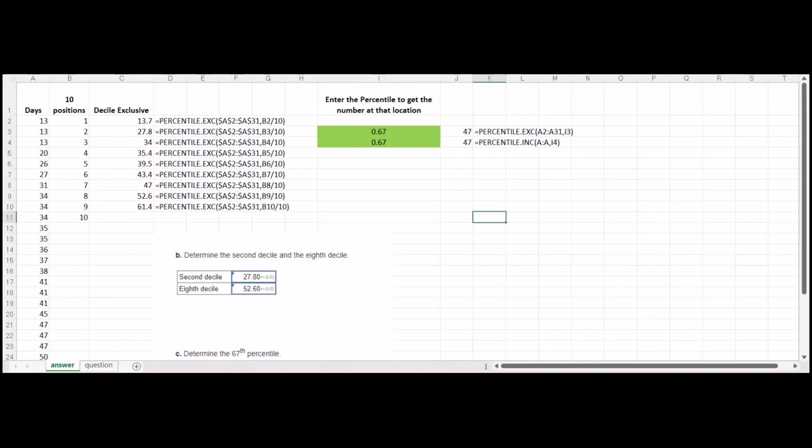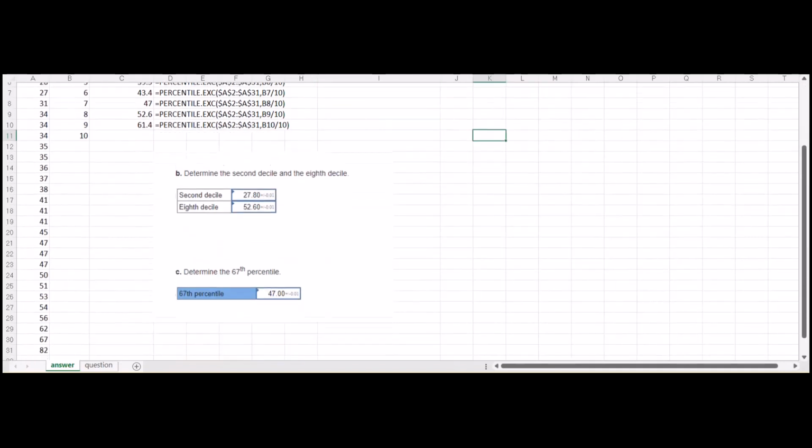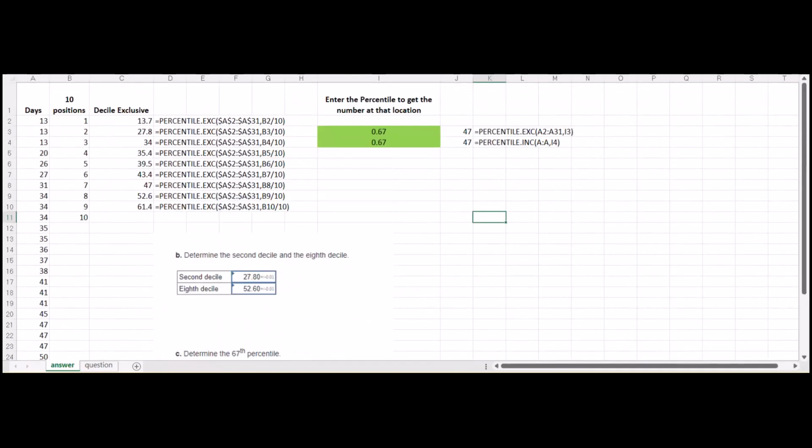So let's go over here. What I've done is we've got 10 positions here, 1 through 10. And what we're trying to do now is calculate which of these numbers. Here's the data set. There's 30 numbers here, and we want to put those 30 numbers into 10 positions. That's what we're doing here. And now we've got 1 through 9 positions.